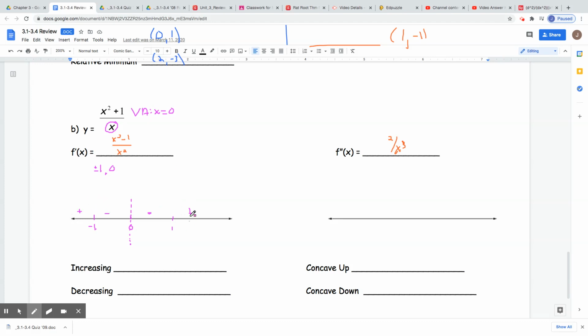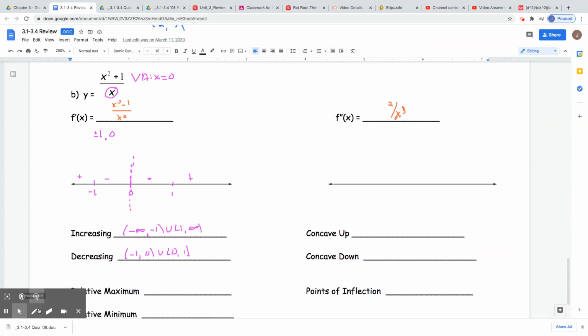It's increasing wherever the first derivative is positive. So that's from negative infinity to negative 1, union 1 to infinity. It is decreasing where there's a negative. Normally we would just say from negative 1 to 1, but there's an asymptote here, so you have to break that up because nothing is happening at an asymptote. So it's two separate intervals: negative 1 to 0, union 0 to 1. If that was not an asymptote, it would just be negative 1 to 1, but since it is, you have to put the union there.